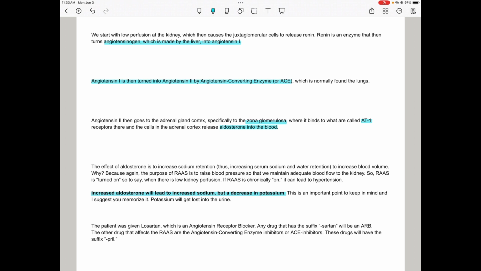The patient was given losartan, which is an angiotensin receptor blocker. And any drug that has the suffix sartan will be an ARB, angiotensin receptor blocker, or an ARB for short. There is another drug class that we should be aware of that affects the RAAS system as well. This is the angiotensin converting enzyme inhibitors, or ACE inhibitors, and these drugs will have the suffix pril.